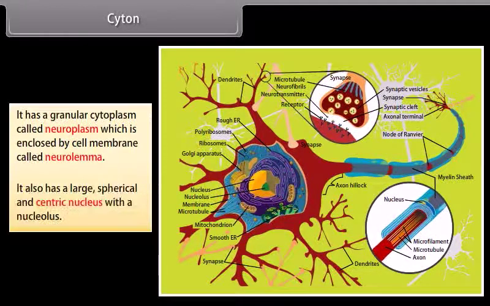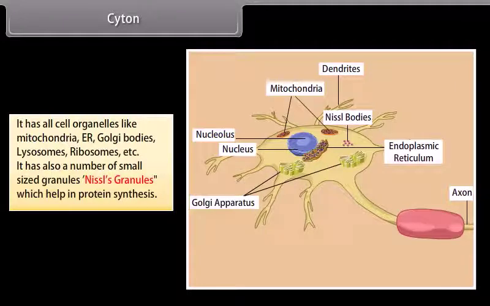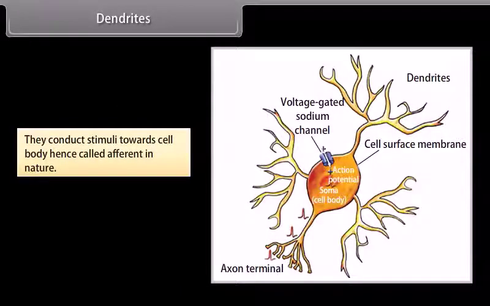It also has a large spherical and centric nucleus with a nucleolus. It has all cell organelles like mitochondria, ER, Golgi bodies, lysosomes, ribosomes, etc. It has also a number of small-sized granules, Nissl's granules, which help in protein synthesis. Dendrites. Dendrites are small-sized branched fibers, many in number. They conduct stimuli to its cell body, hence called afferent in nature.